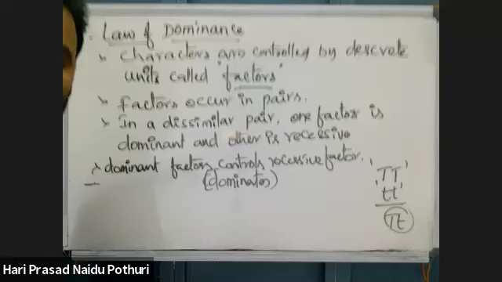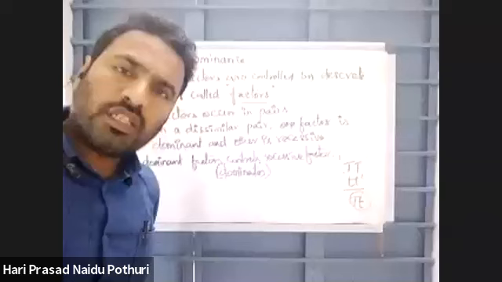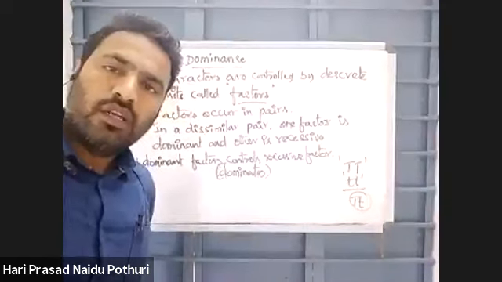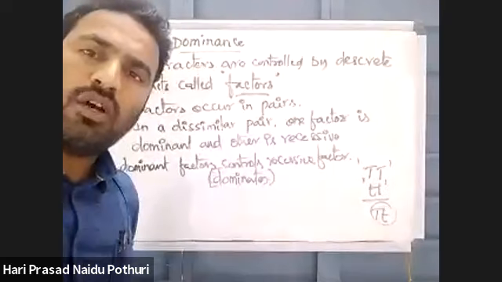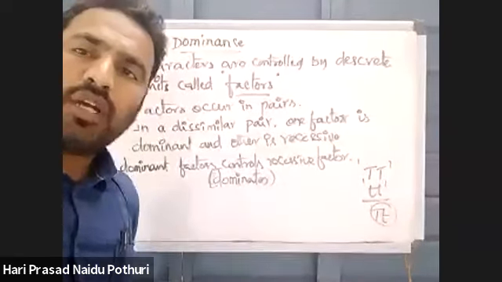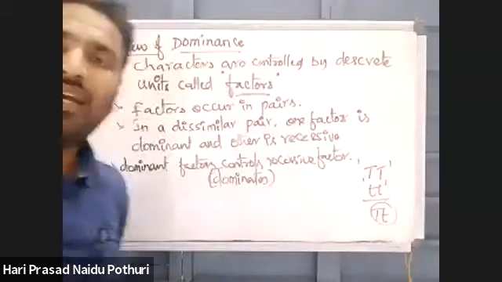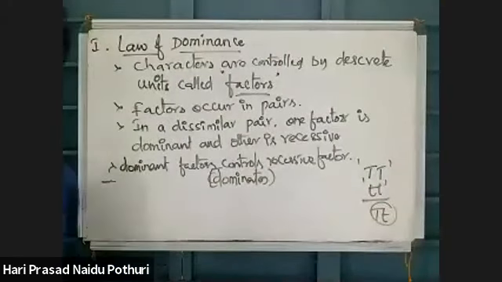Principles of independent assortment means that is the next one. That is the third law, based on dihybrid cross. Why are we saying tall is dominant, dwarf is recessive? I told you already. Tall is a dominant factor. The dominant factor expresses its character at a faster rate than the recessive character.